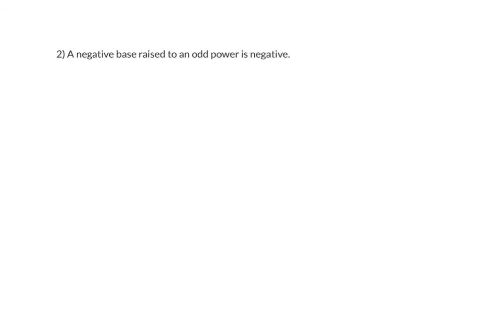Let's now take another rule. If we have a negative base raised to an odd power, the answer will be negative. Let's take the same base like we had before. Let's suppose I have negative 2, and instead of to the 4th power, let's suppose we have negative 2 to the 3rd power.